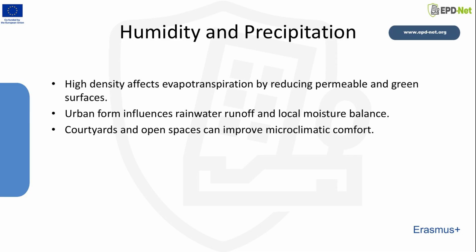Urban form also influences rainwater runoff patterns. Compact and highly sealed surfaces tend to accelerate surface runoff, increasing the risk of flooding and reducing groundwater recharge. The spatial arrangement of buildings, streets, and open areas therefore directly affects local water management.